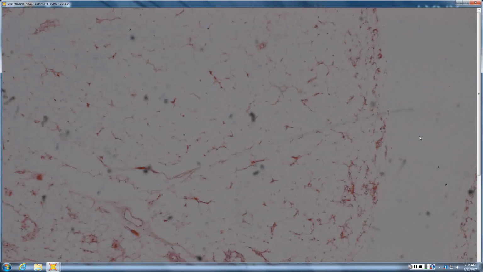There's a lot of fat. There's a lot of fat, and within the fat, lots of little blood vessels. So, with thrombi, it's going to be an angiolipoma. And angiolipoma. Very good.